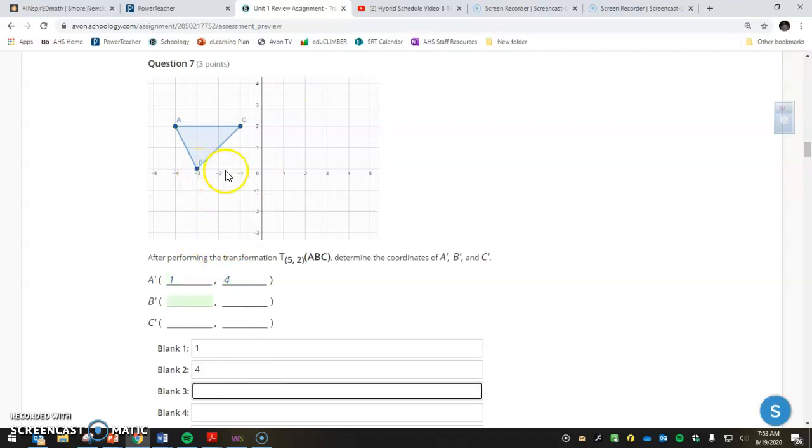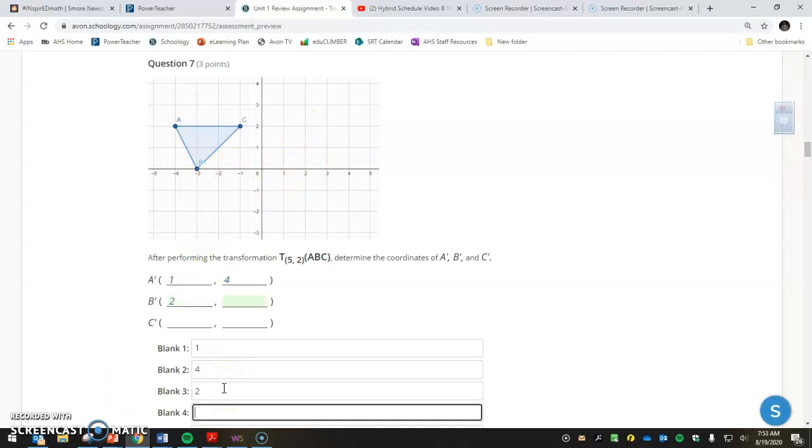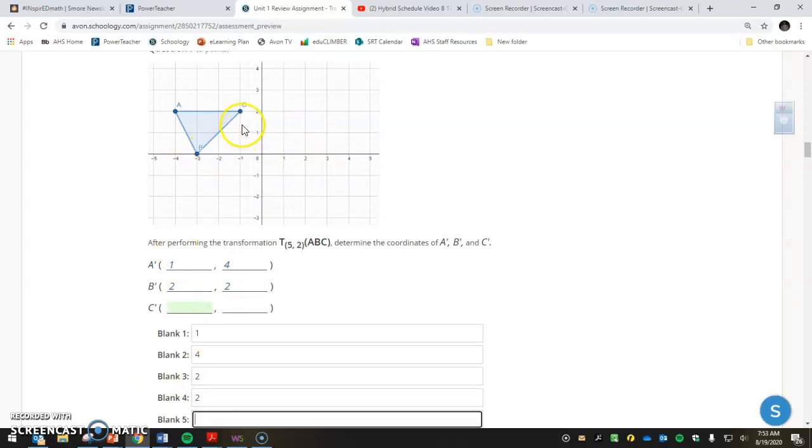B is going to be right 1, 2, 3, 4, 5, up 2, 1, 2. So B is going to be at 2, 2. And C, I'm going to go right 5, 1, 2, 3, 4, 5, up 1, 2. So 4, 4 for C prime.